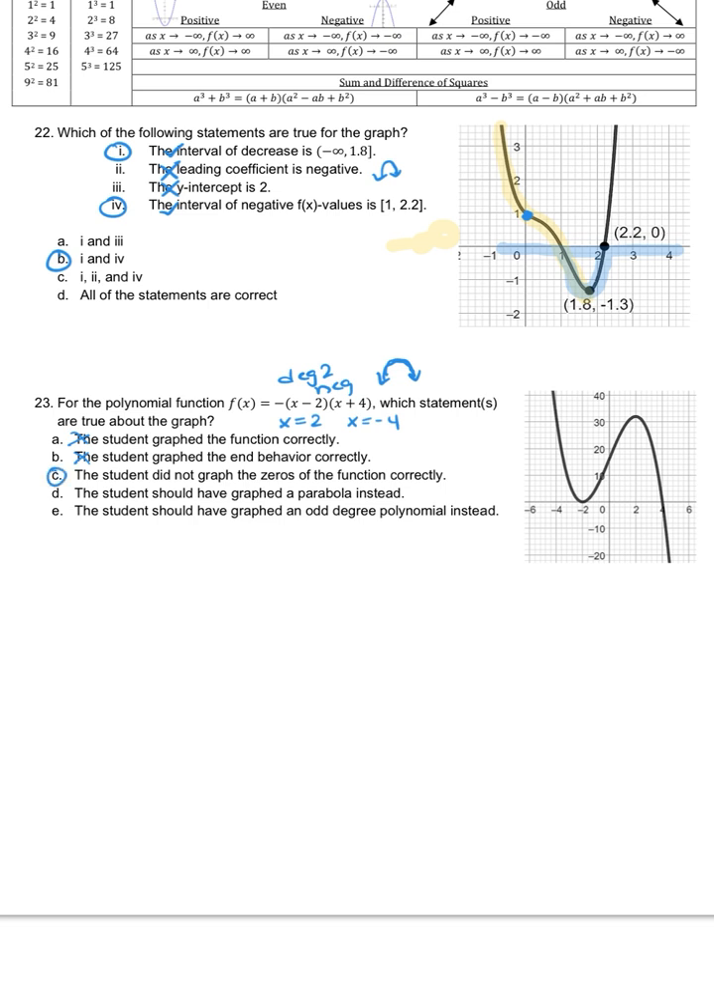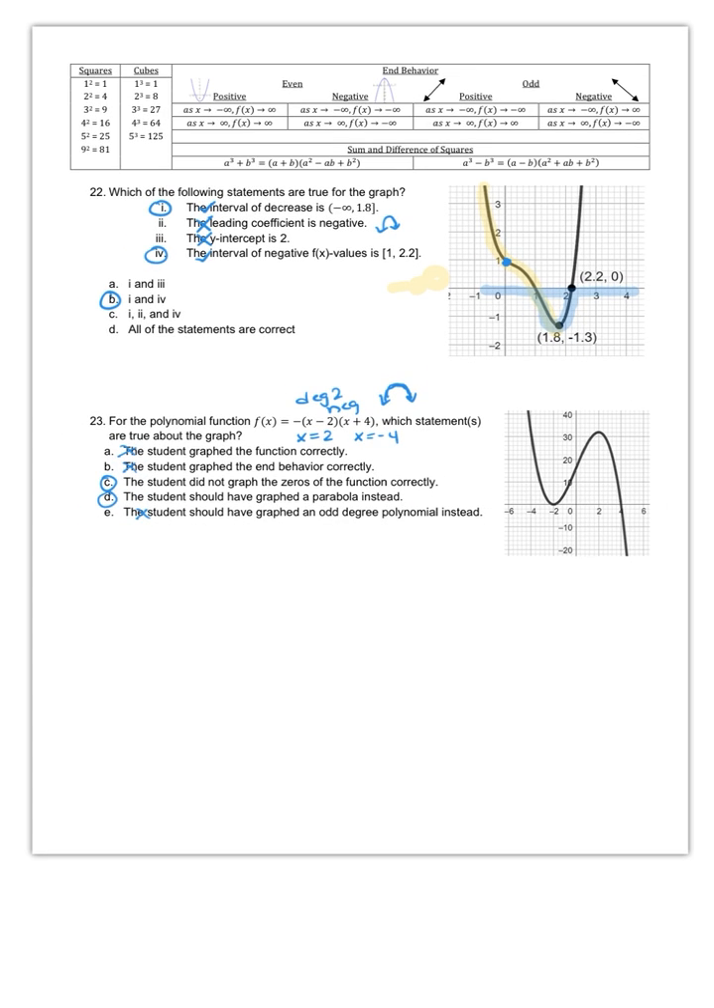The student should have graphed a parabola instead. That's also true. And the student should have graphed an odd degree polynomial instead. That's not true. All right, so you should have 2 answers for this. It's C and D. Okay, I think that's everything.